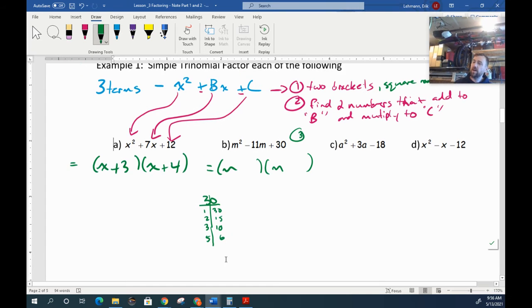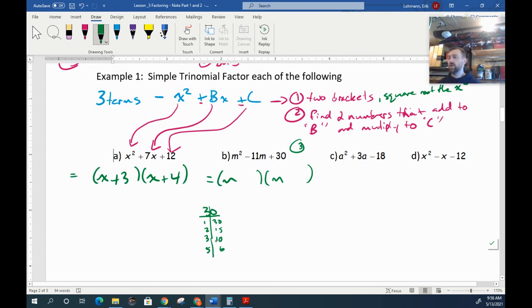So obviously 5 and 6 add up to 11. So our answers are going to be 5 and 6. Now here's where you have to be careful. It's negative 11. So we have to go negative 5 and negative 6. So just be careful you pay attention. Now, does negative 5 times negative 6 equal positive 30? Yes, it does.